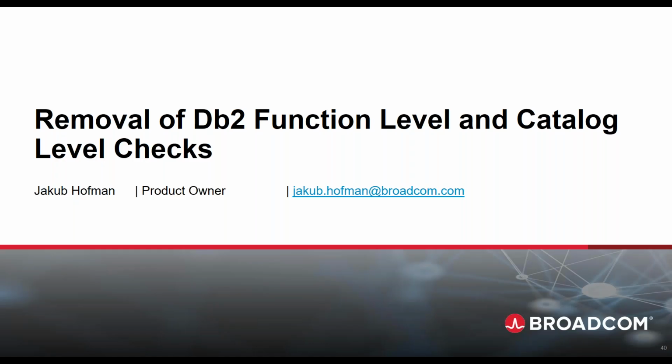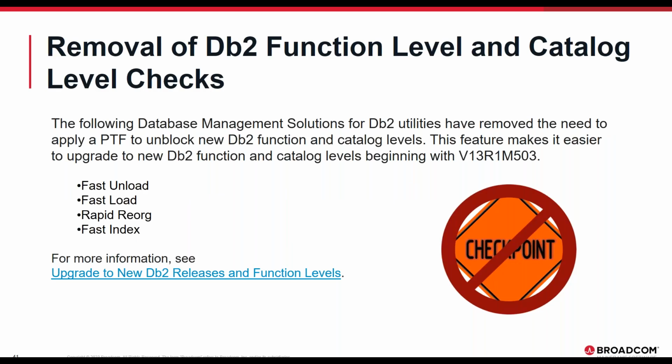So we're starting with the removal of a Db2 function level and catalog level checks. Previously, you must have applied PTFs that we had released, and those PTFs unlocked a new Db2 function or catalog level, so our utilities worked. And if the PTF was not applied, the utilities products in question showed an error with the return code 8, and they stopped. The products in question are those that are listed, so it's Fast Unload, Load, Reorg, and Index.